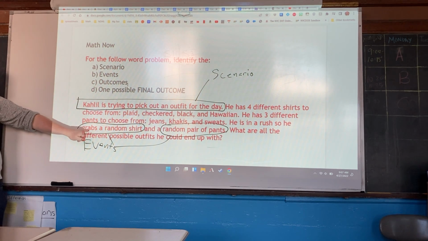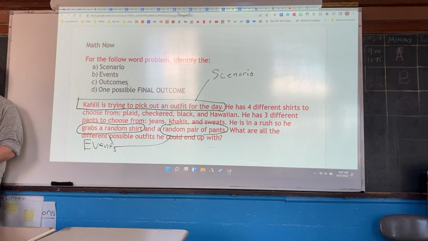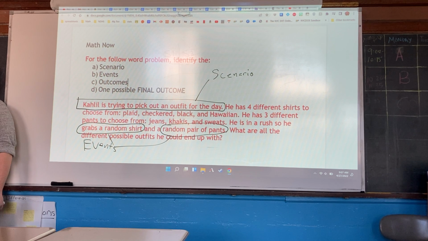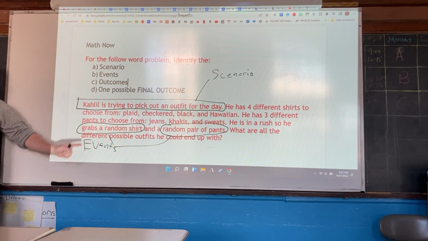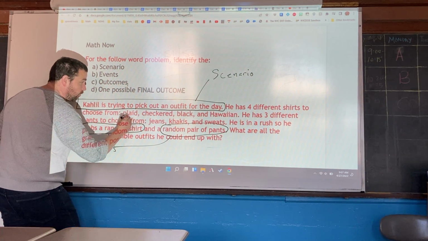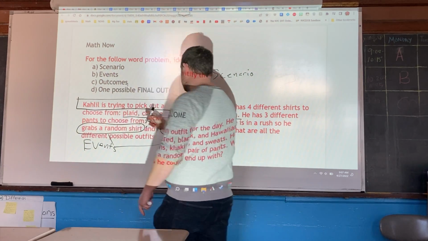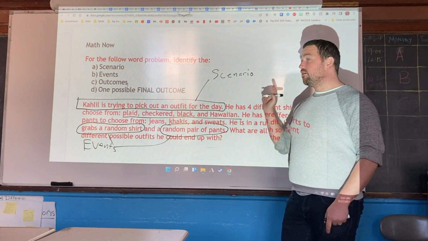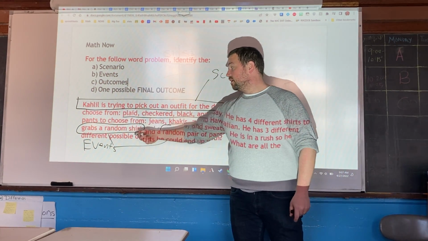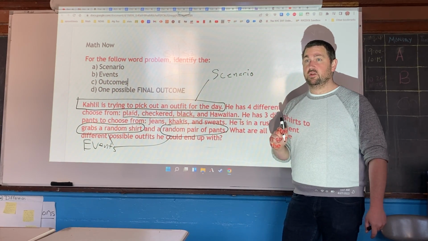So this event grabs a random shirt. What are the outcomes for that event? What are the different shirts that could be the result of grabbing a random shirt? Plaid, checkered, black, and Hawaiian. So these four things, 1, 2, 3, 4, are the outcomes for grabbing a random shirt.